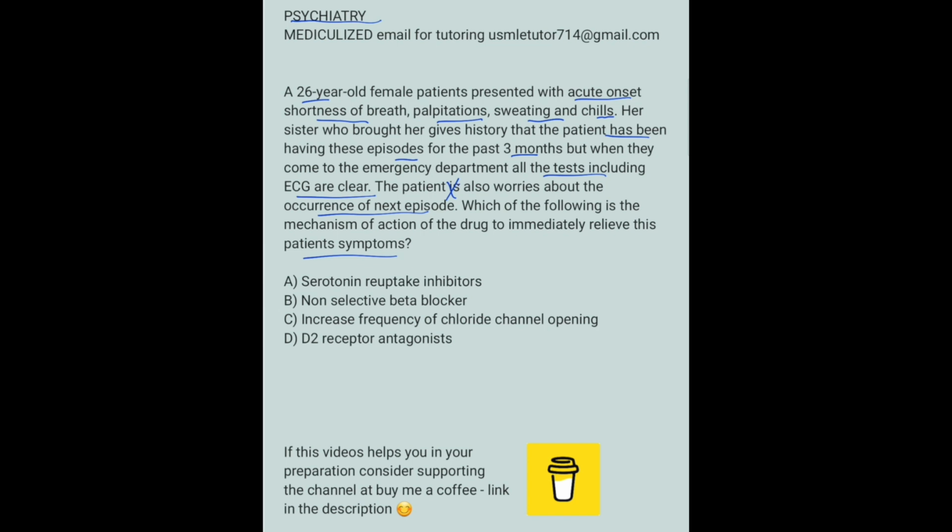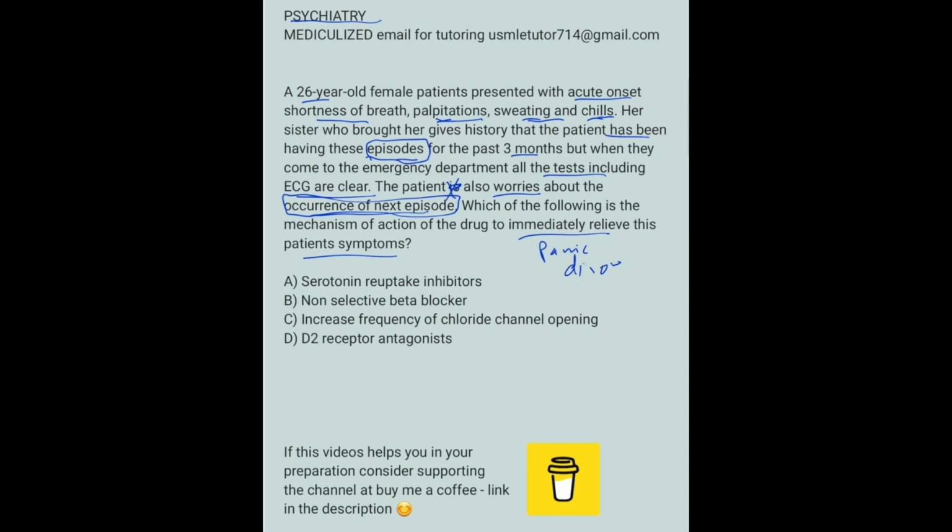So if you look, this is episodic. Here they say there are episodes, and episodes include shortness of breath, palpitations, sweating, and chills. Remember, the patient still has active symptoms, so they want to know what will be the immediate next step to relieve this patient's current symptoms. Also remember that they said there is increased worry about the occurrence of the next episode. So this is classic for a panic attack. So this is a panic disorder.